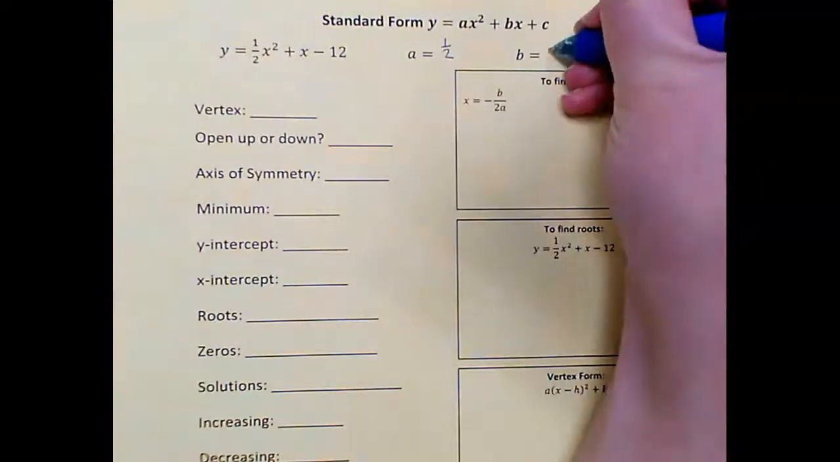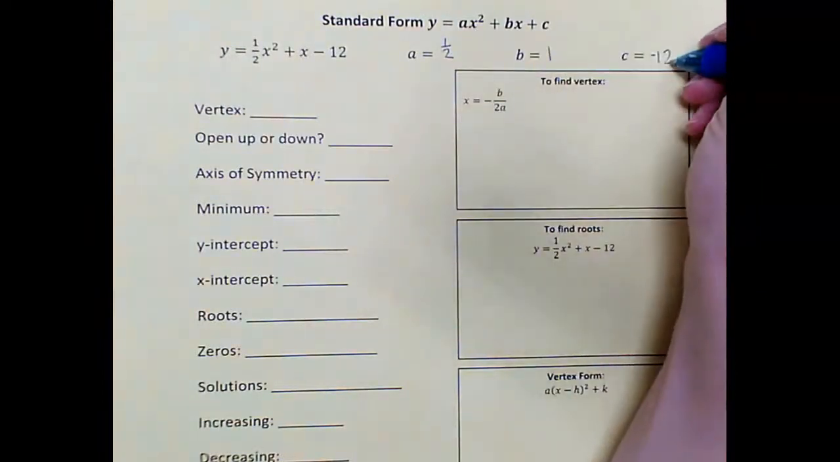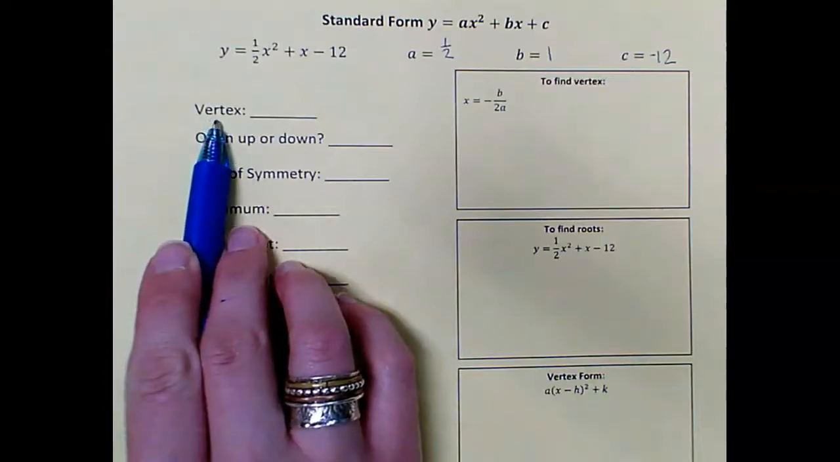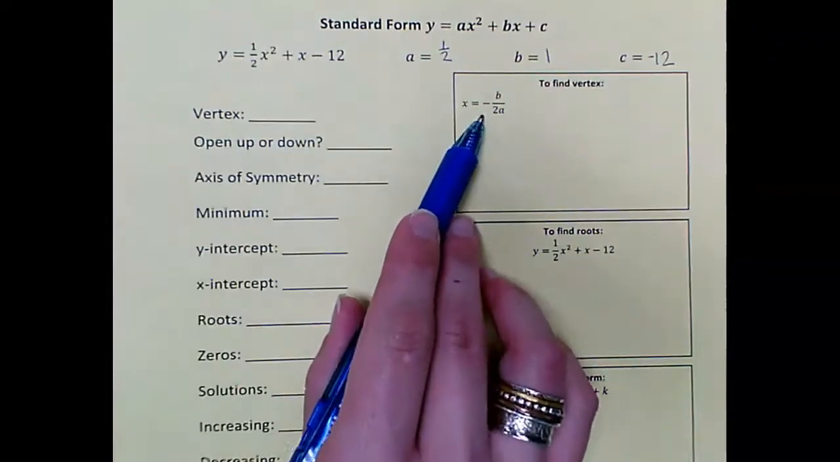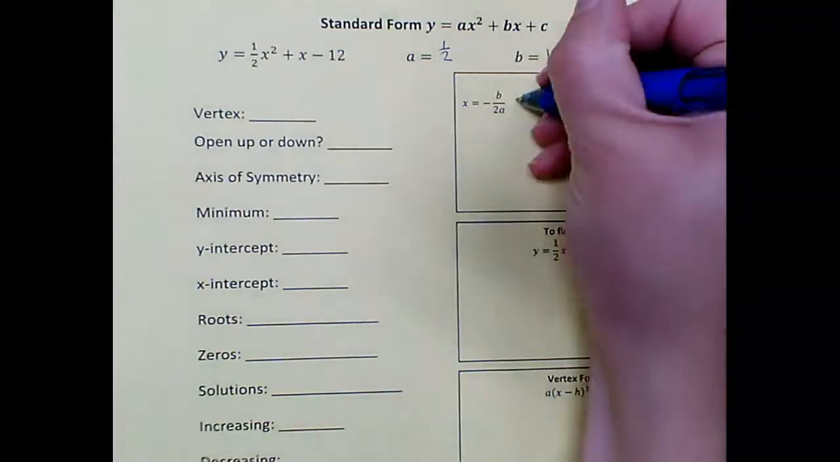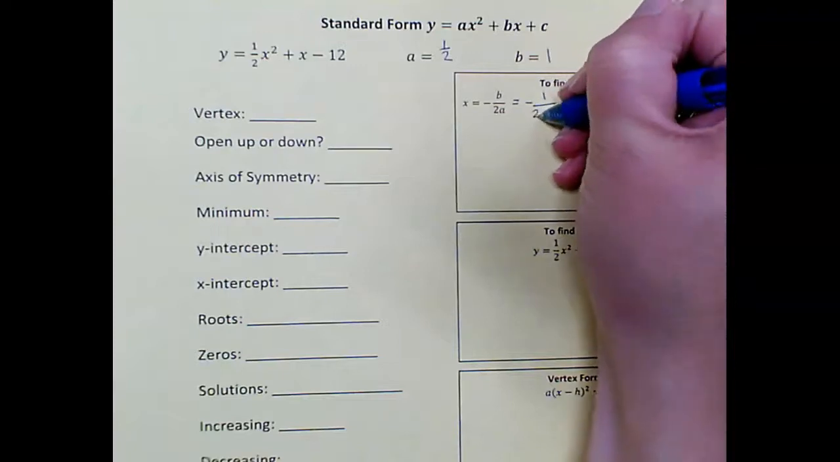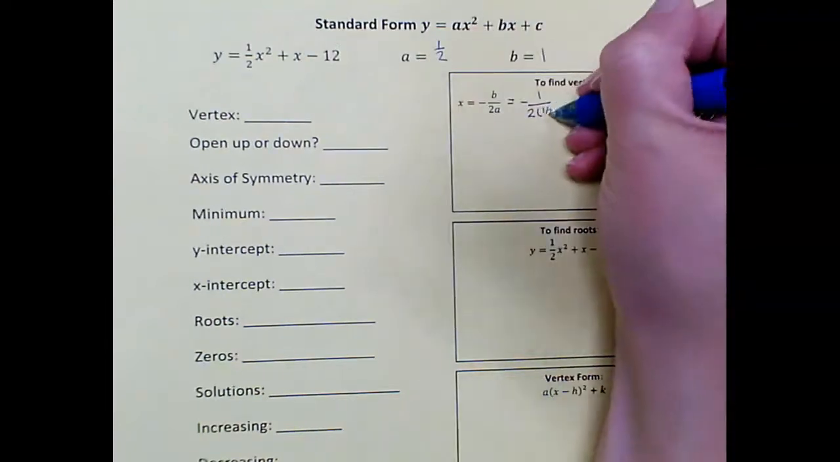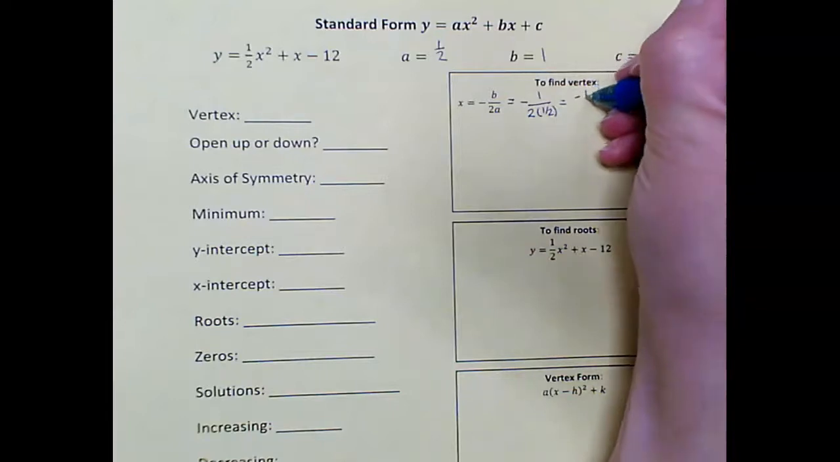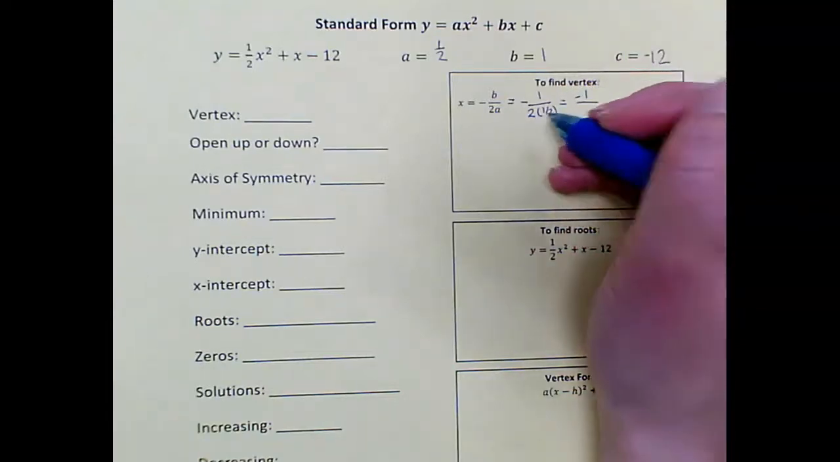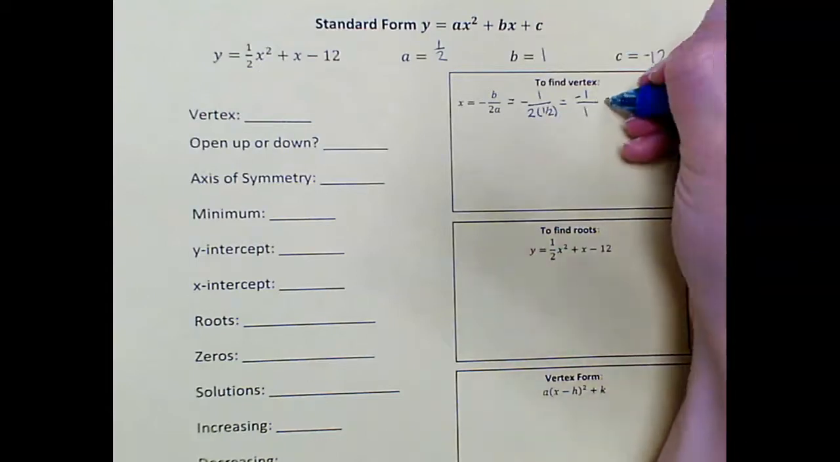A is 1/2, b is 1, c is negative 12. So, on the first page, it told us that in order to find the vertex, you want to take a and b and put it into this formula. So I'm going to go ahead and do that here. I have negative b, which is 1, over 2 times a, which is 1/2. So negative 1 over 2 times 1/2. Well, that's just half of 2, that's 1. And this becomes negative 1.